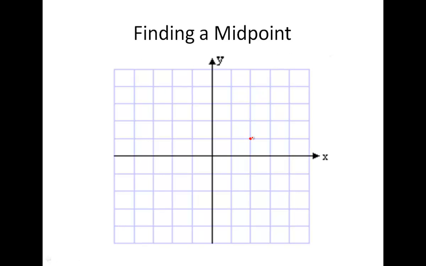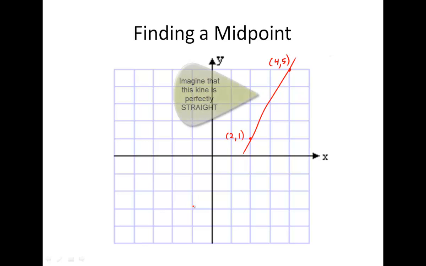Say you had a point at (2, 1). And say you had a point at (4, 5). And say there was a straight line through there. If you had a straight line through there, you could find the midpoint, and sometimes it's easy to just see it on the graph, but not always.